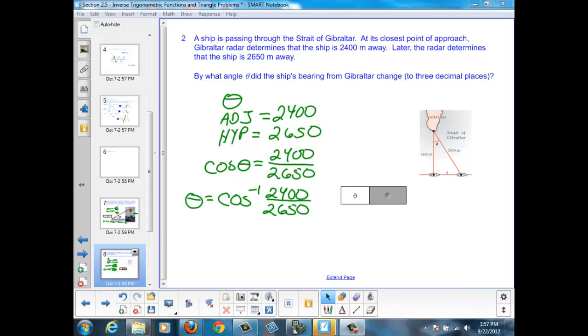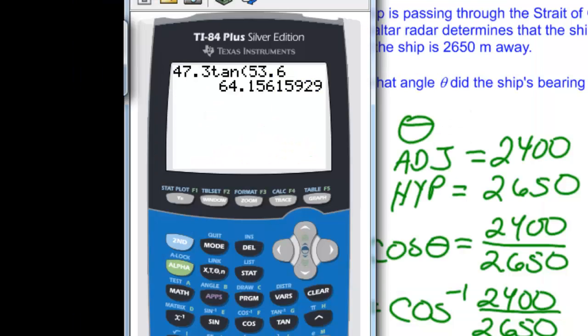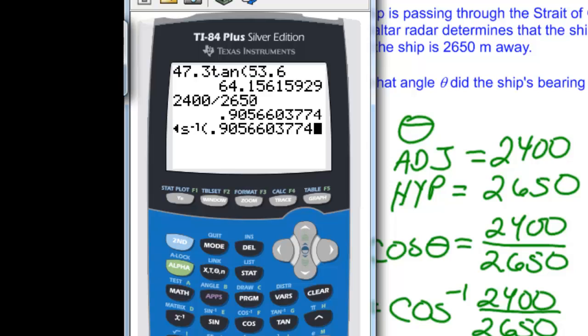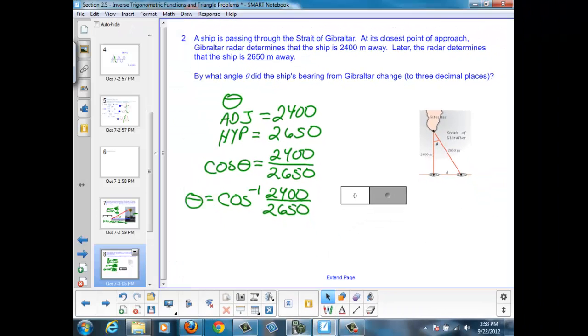So we pull out our trusty calculator, find the ratio 2,400 divided by 2,650, and then ask for the inverse cosine. So here's where we get to use the second cosine of my answer there. And we hit enter, and we get an angle of 25.087 or 088 degrees. If we check our answer, there it is.